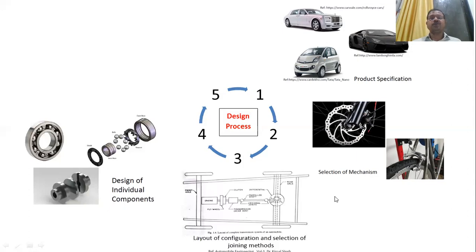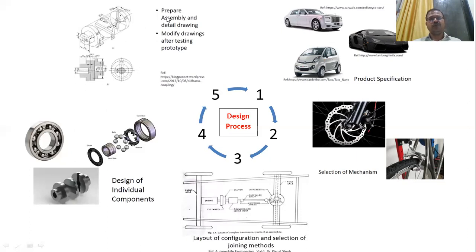The next step is related to design of individual components. After finalizing the layout of configuration, we have to design the individual components. One thing should always be kept in mind: we are not designing a machine as an assembly. We have to design individual components first and then assemble them. So design of individual components involves what kind of function it has to perform, what the different forces acting on them are, then determining the dimensions and the geometry of those parts, and then preparing drawings. After designing individual components, we go for preparing assembly and detailed drawings on paper, and then preparing the prototypes and testing them for safety. So this is a typical design process.